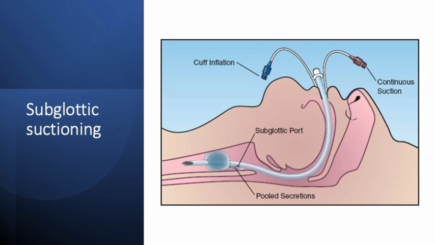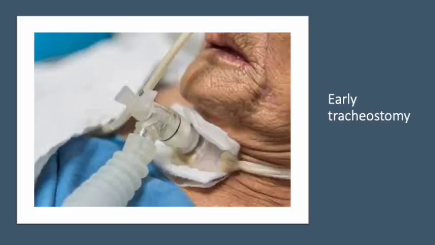We must try to use endotracheal tubes with subglottic ports. These are small openings just above the cuff of the endotracheal tube, and from here we can aspirate the subglottic secretions, the secretions which are below the vocal cords but above the cuff, and they tend to accumulate there, and then later on they are microaspirated on the sides of the cuff to the lung. So if we continuously aspirate these secretions, the incidence of aspiration and pneumonia decreases. Early tracheostomy should be considered if prolonged ventilation is anticipated.